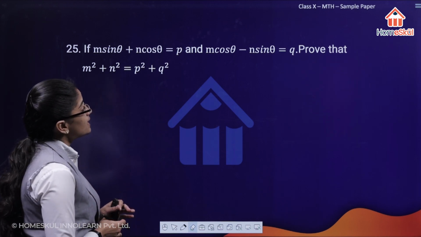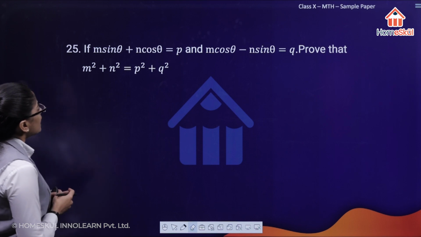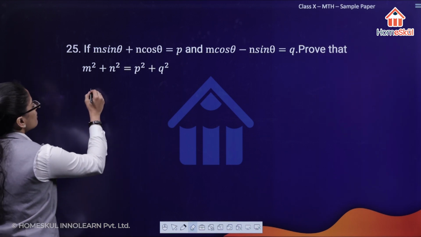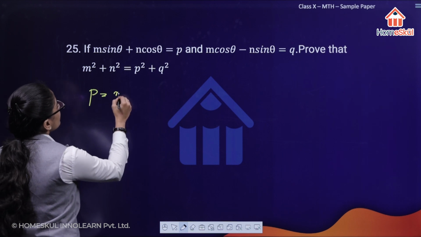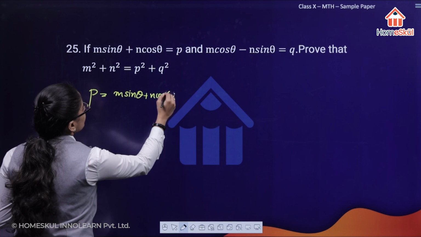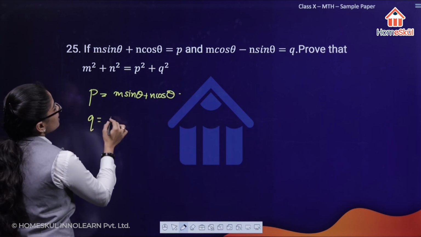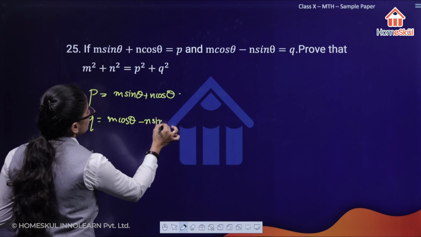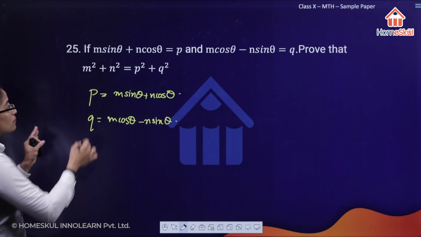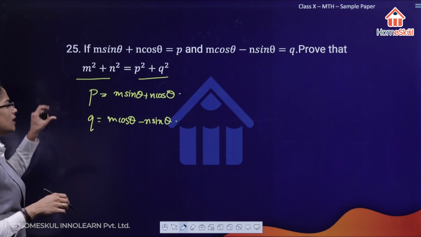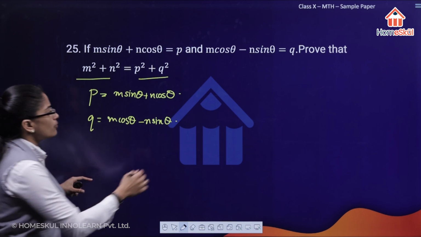Now, if m sin theta plus n cos theta is equal to p and m cos theta minus n sin theta is equal to q, prove that m square plus n square is equal to p square plus q square. What is given? Value of p is equal to m sin theta plus n cos theta and value of q is equal to m cos theta minus n sin theta. Okay. So, here we need to prove that m square plus n square is equal to p square plus q square. So, let's find out what is p square and q square.